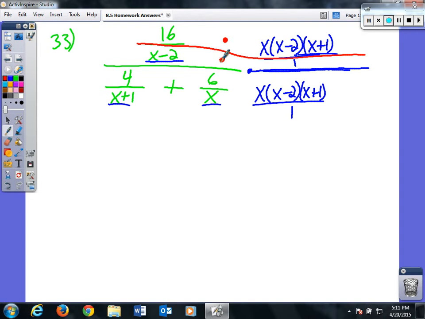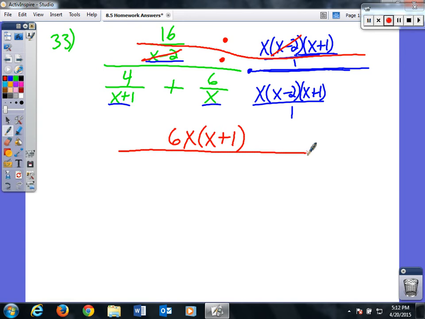So on the top we have an x minus 2, and on the bottom we have an x minus 2. Those will cancel. So we'll just be left with 1 in the bottom. And then we have 16 times x plus 1. So that x minus 2 drops out. So that is the top of the big green fraction.